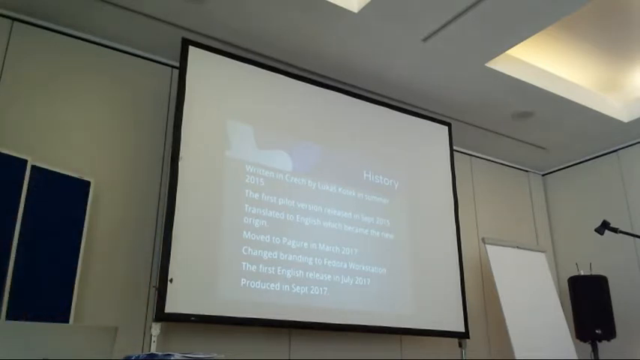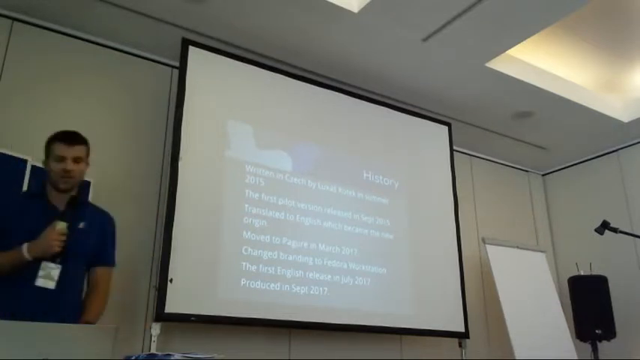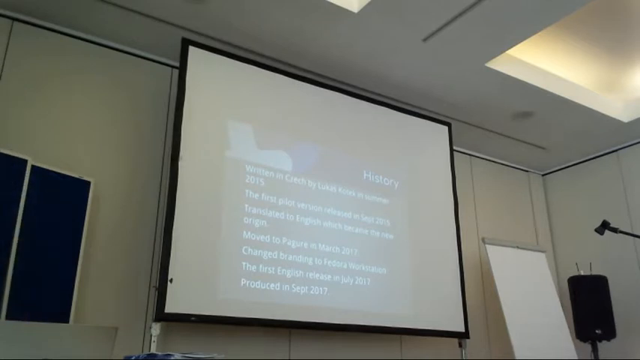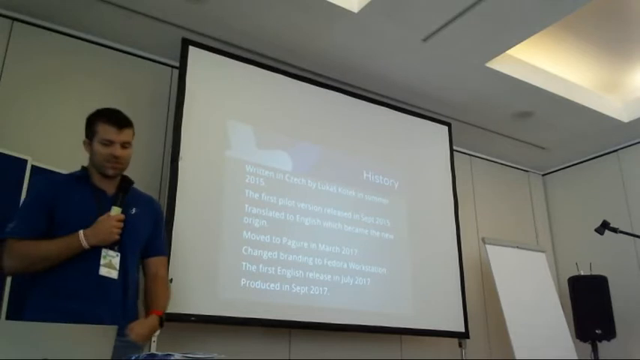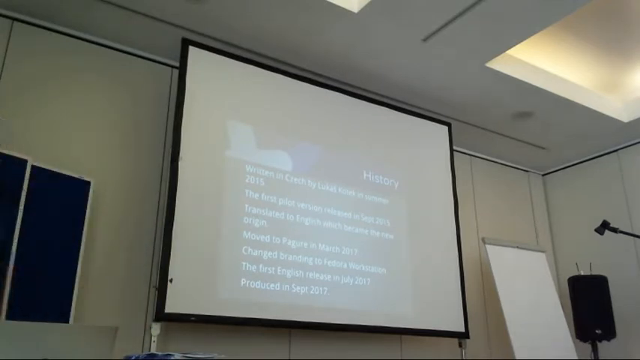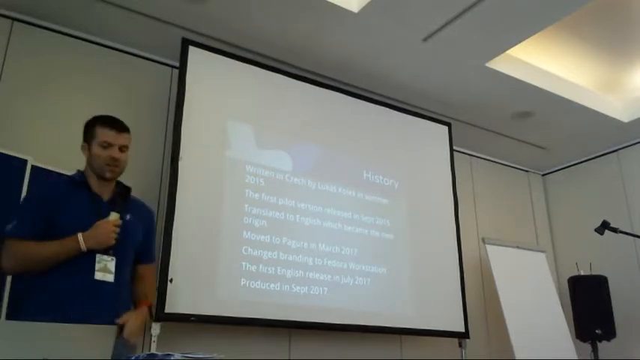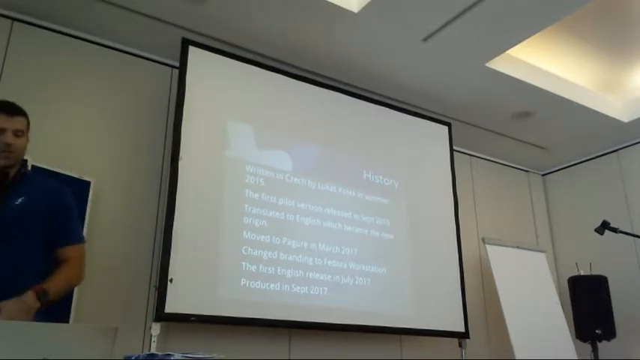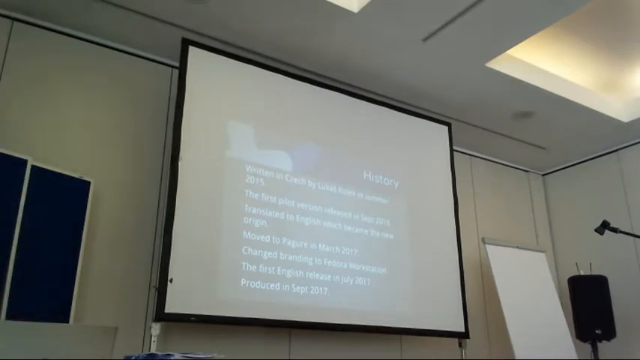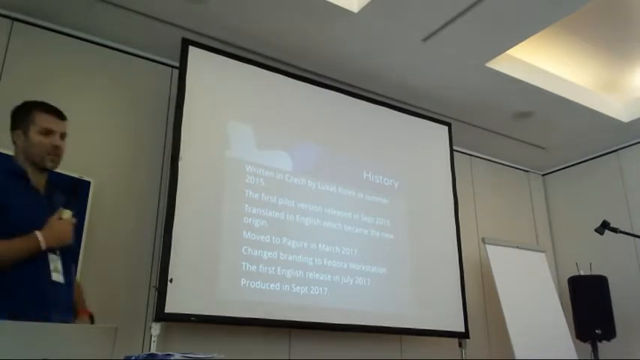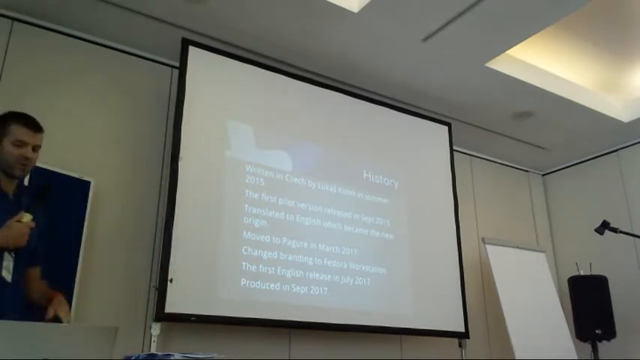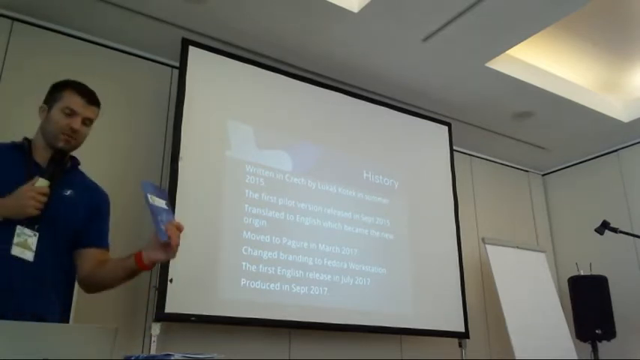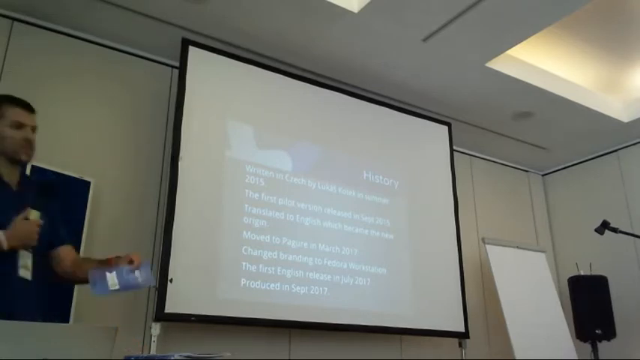Last year in March, we moved to Pagure from GitHub. We changed branding to Fedora Workstation. Originally it was a generic book about Fedora, even though the content was basically about Fedora Workstation, but Matthew Miller wanted us to brand it as a Fedora Workstation book. The first English release was in July 2017, and then we produced these books in September 2017.